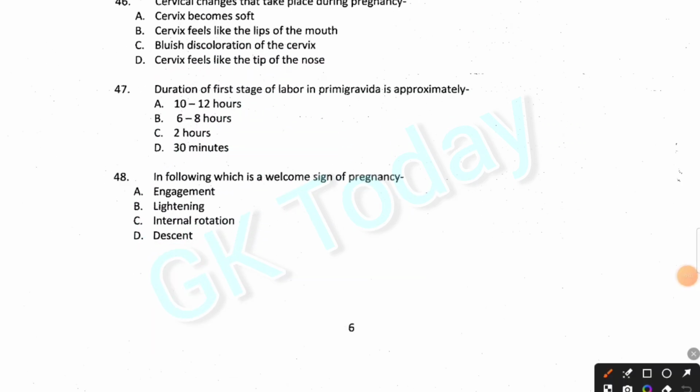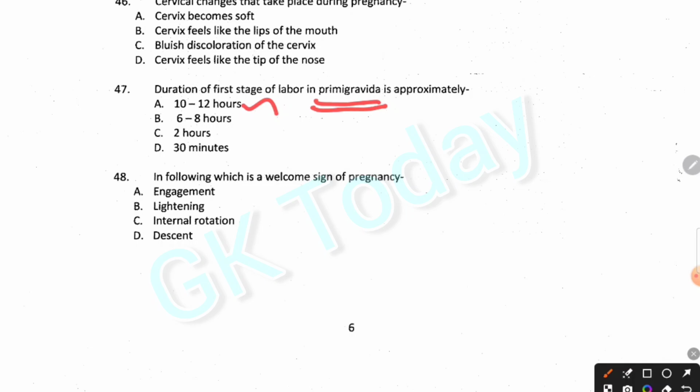Question number 47. Duration of first stage of labor in primigravida is approximately, correct answer is option A, 10 to 12 hours.